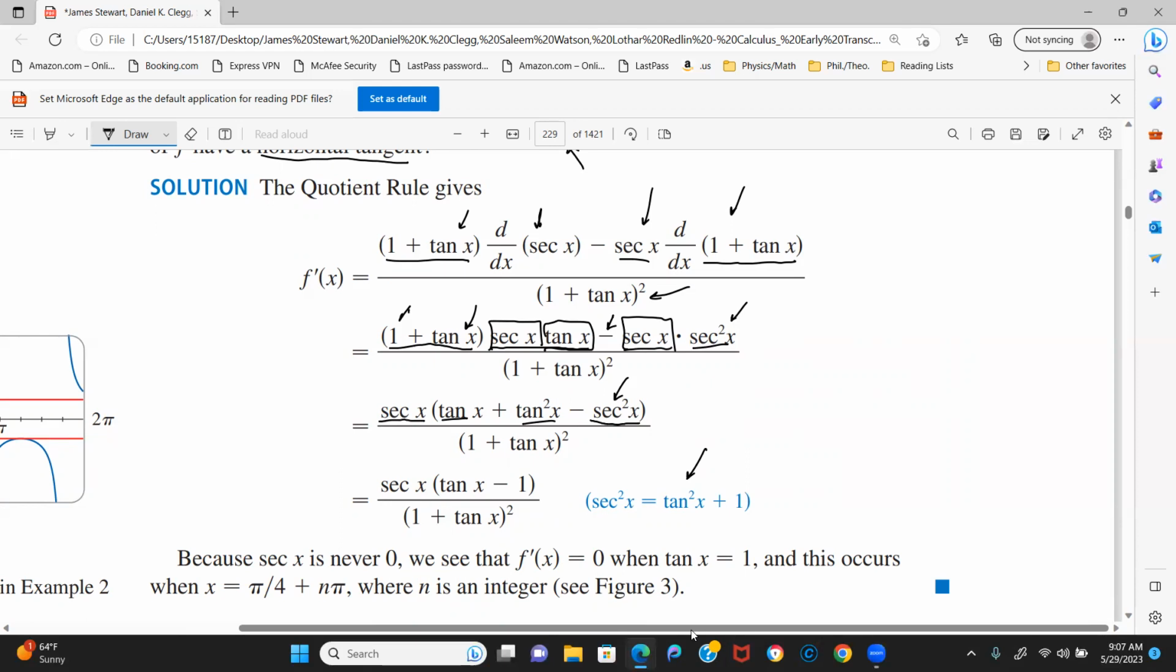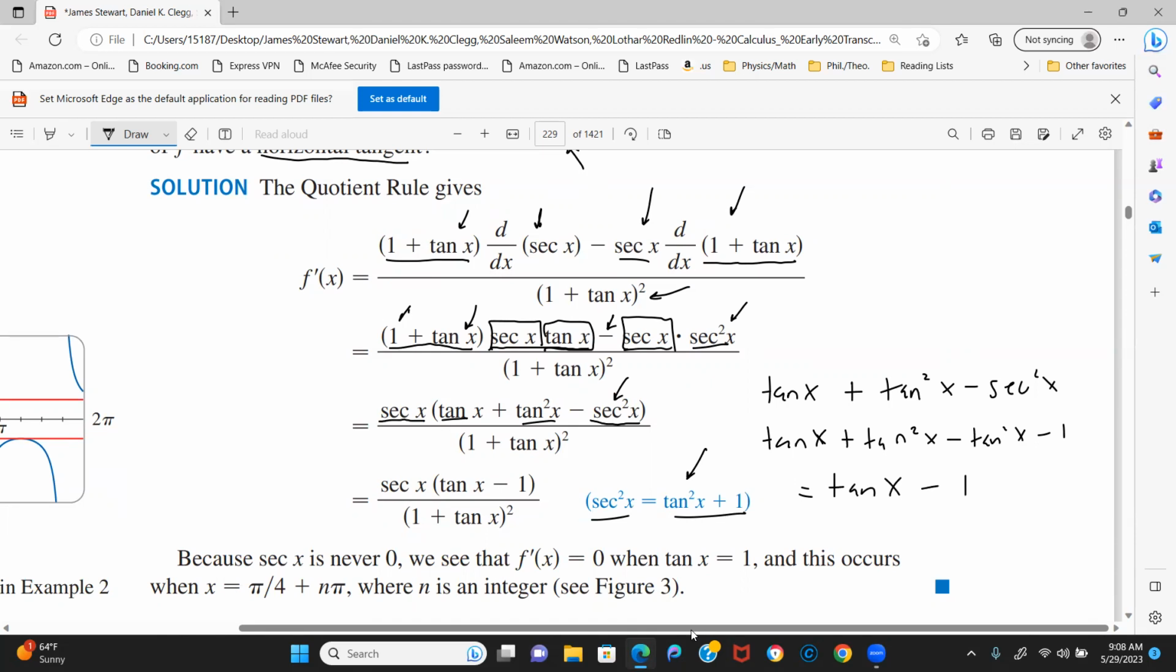So in the numerator, let's just write the numerator out. So we have tan without the secant. So tan x plus tan squared x minus secant squared x. And then secant squared is the same as tan squared x plus 1. So this is going to be equal to tan x plus tan squared x, minus tan squared x minus 1. So this is going to be equal to tan of x minus 1.